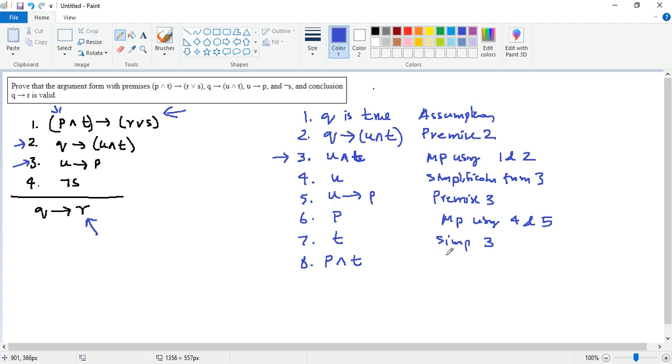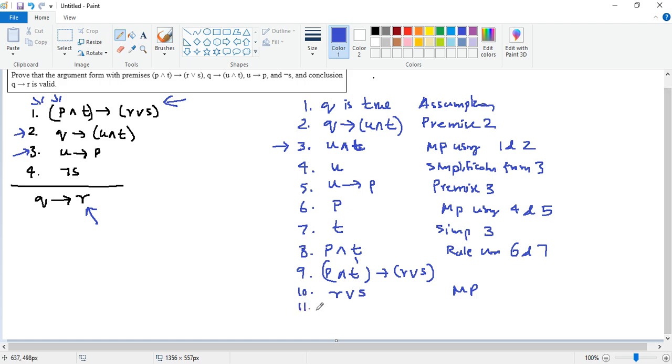I forgot the name for that rule. I think that's conjunction. So you have to write the rule using six and seven. And then the ninth step would be, I'll write this properly, P and T implies R or S. Now I know that P and T is true, so I can use modus ponens to say that R or S is true. So again modus ponens using eight and nine.